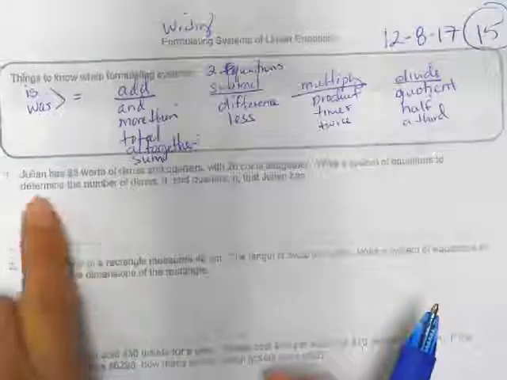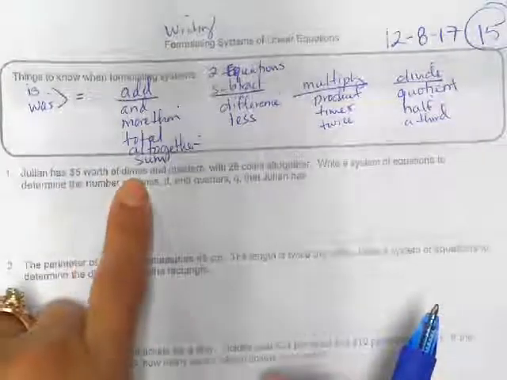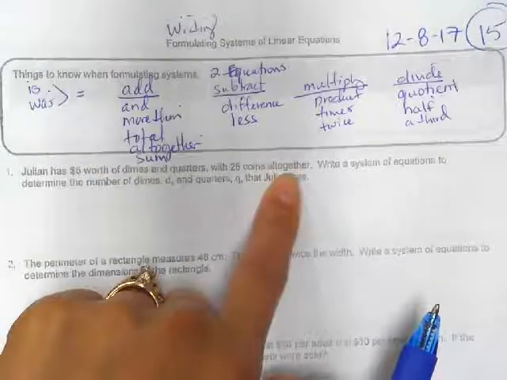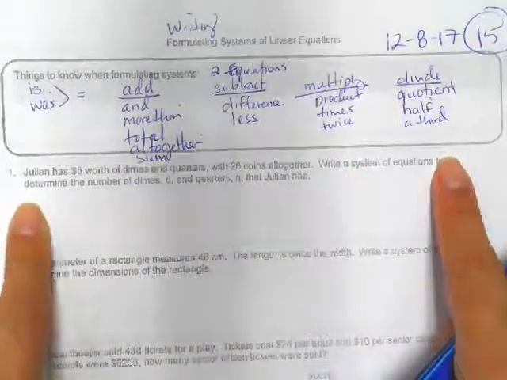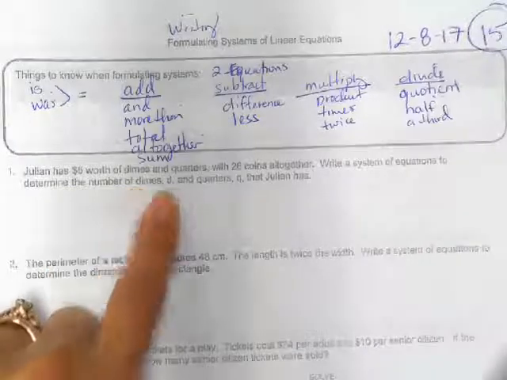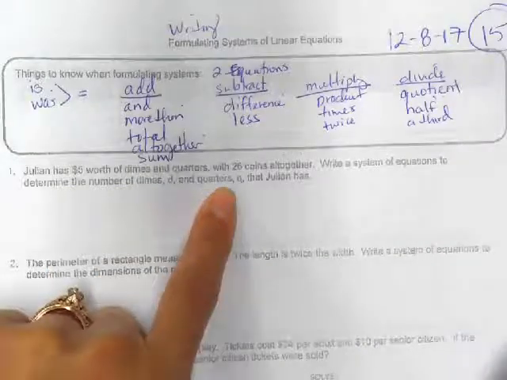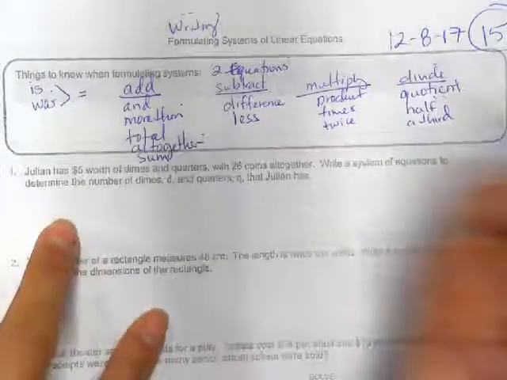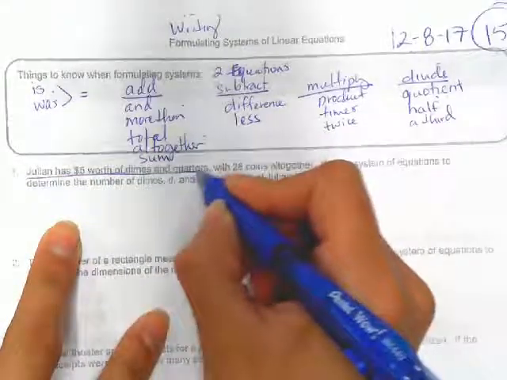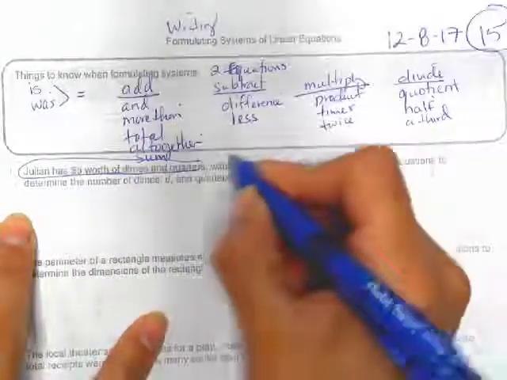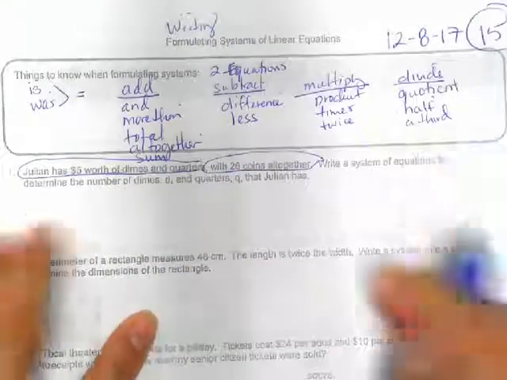First one, it says Julian has $5 worth of dimes and quarters with 26 coins altogether. Write a system to determine the number of dimes D and quarters Q that Julian has. So we actually have to get two equations from this first sentence. The first equation is that one. The second equation is that one.